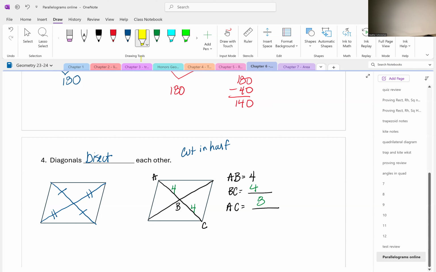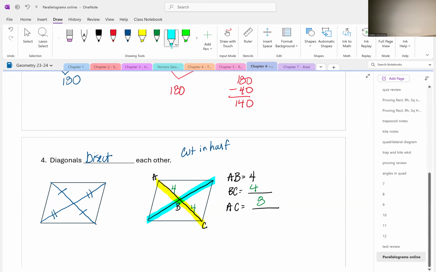Now, that means that this diagonal is 8. It does not necessarily mean that that diagonal is 8 as well. We just know that the yellow one gets cut in half and the blue one gets cut in half, but the yellow does not necessarily equal the blue in a parallelogram. So those are the properties about parallelograms.